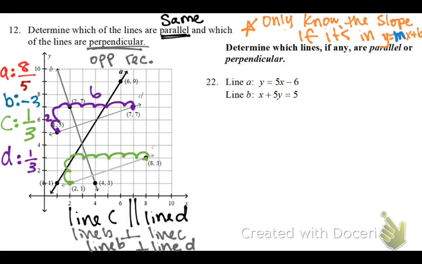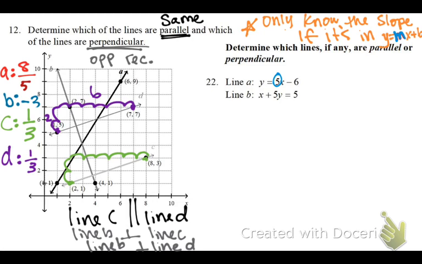These are asking if they're parallel or perpendicular. We just talked about this. Parallel lines have the same slope. So if you can't tell what the slope is, you cannot tell if these lines are parallel. The same thing with perpendicular. So with line A, is it already written in y equals mx plus b? Yes, it is. What is the slope? 5. Okay, so that's easy.